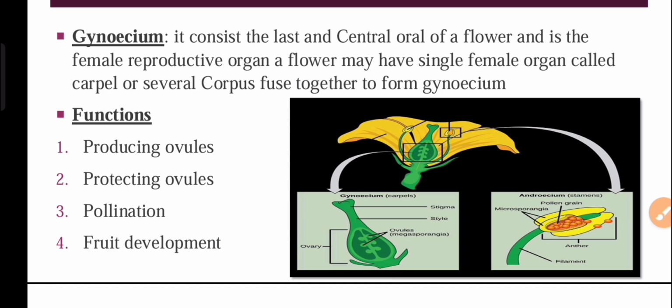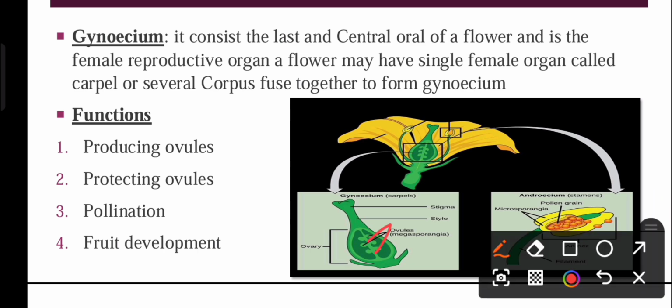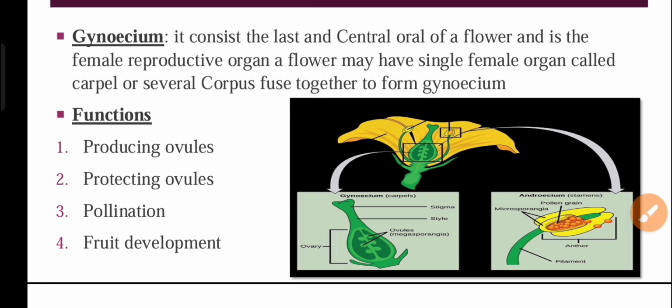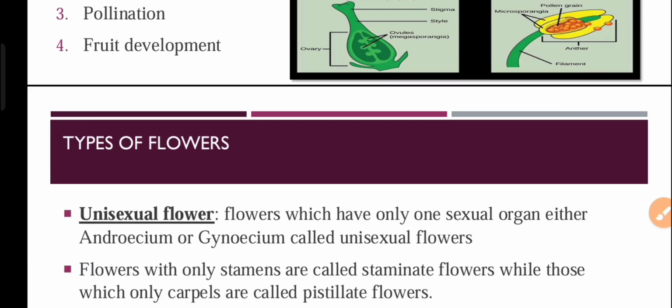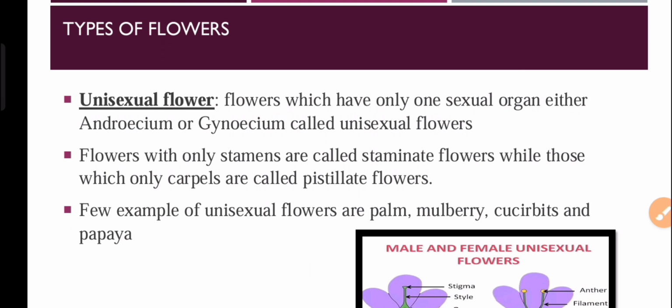And what is the function of the gynoecium? It produces ovules. Inside the ovary we can see the ovules. These carpels protect the ovules, and are also helpful for pollination, and help in the process of fruit development. This is all about the gynoecium.